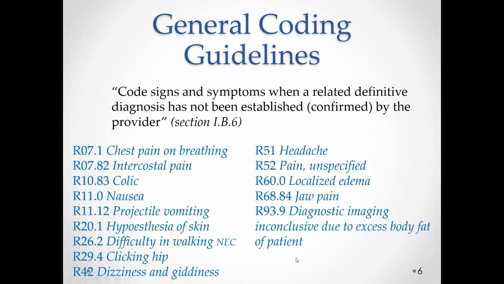Here are some more specific guidelines, and these will tie into the conditions we're going to talk about a little later. In the official guidelines for ICD-10, in section 1B, paragraph 6, it says, code signs and symptoms when a related definitive diagnosis has not been established or confirmed by the provider. In other words, if a patient comes in and I think they have severe disc degeneration and a herniation, but all I really know right now is that their back hurts, then you can code a sign or symptom. If I can tell they have a headache, but I don't really know the cause yet.